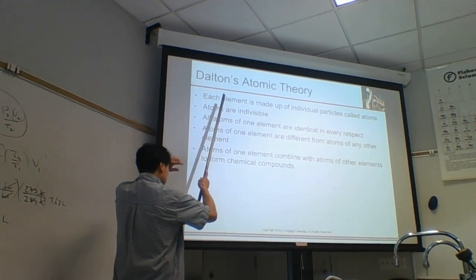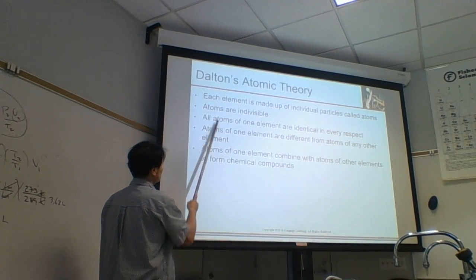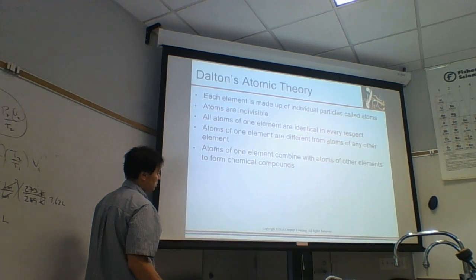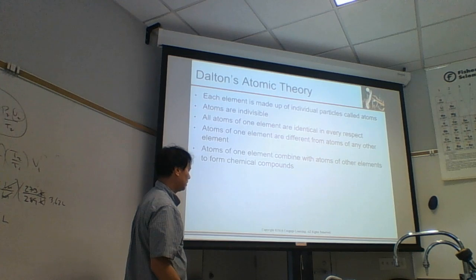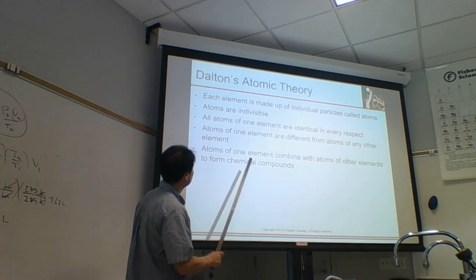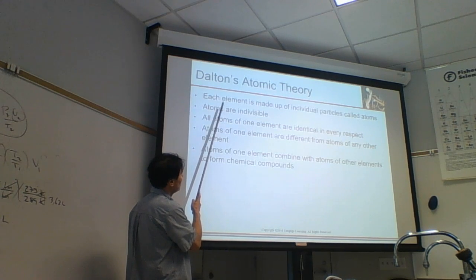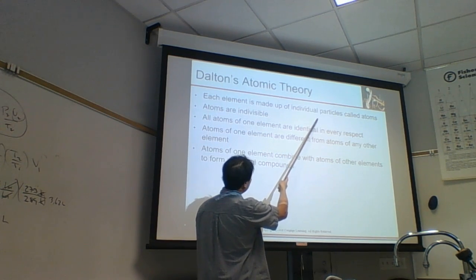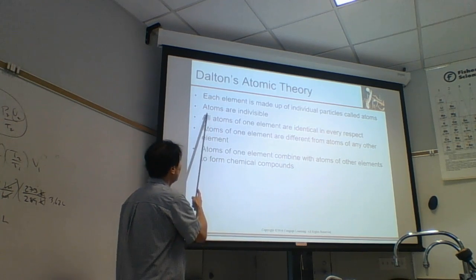The parts of Dalton's atomic theory you don't have to bother memorizing. Plus, it's already changed. So as long as you know that matter consists of atoms, that's all you really need to know. And then you need to know a little bit about the atoms. Each element is made up of individual particles called atoms. We already know that. Atoms are indivisible.